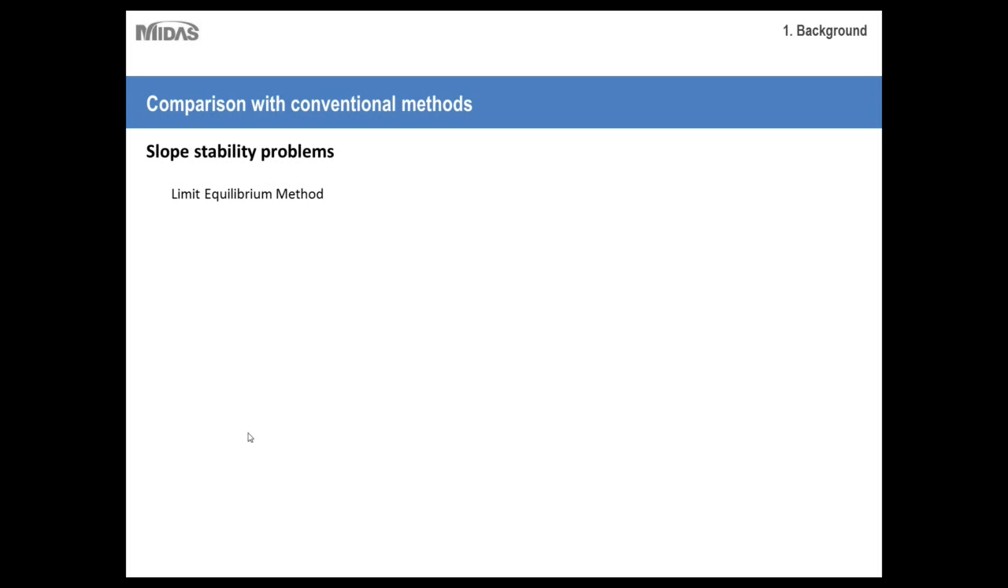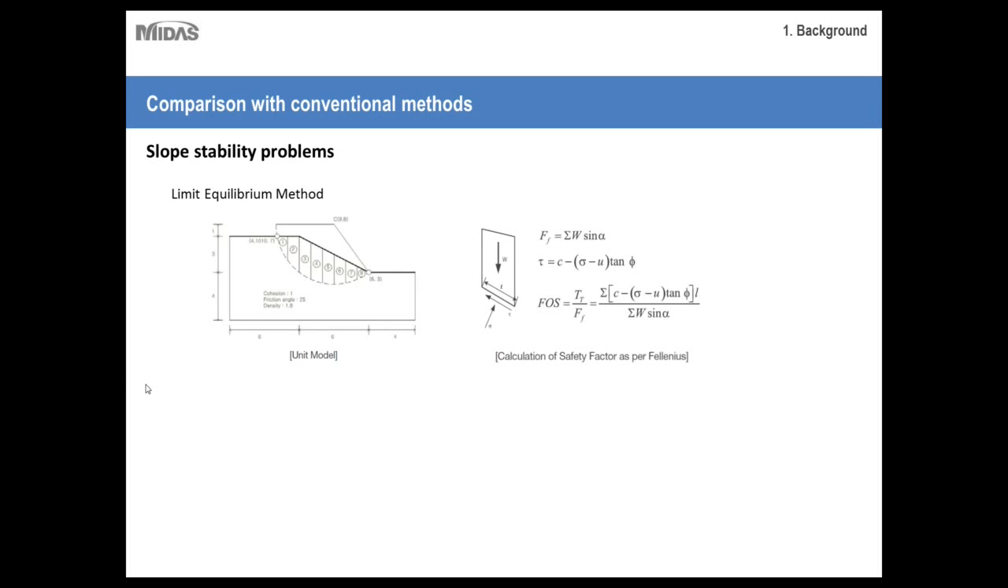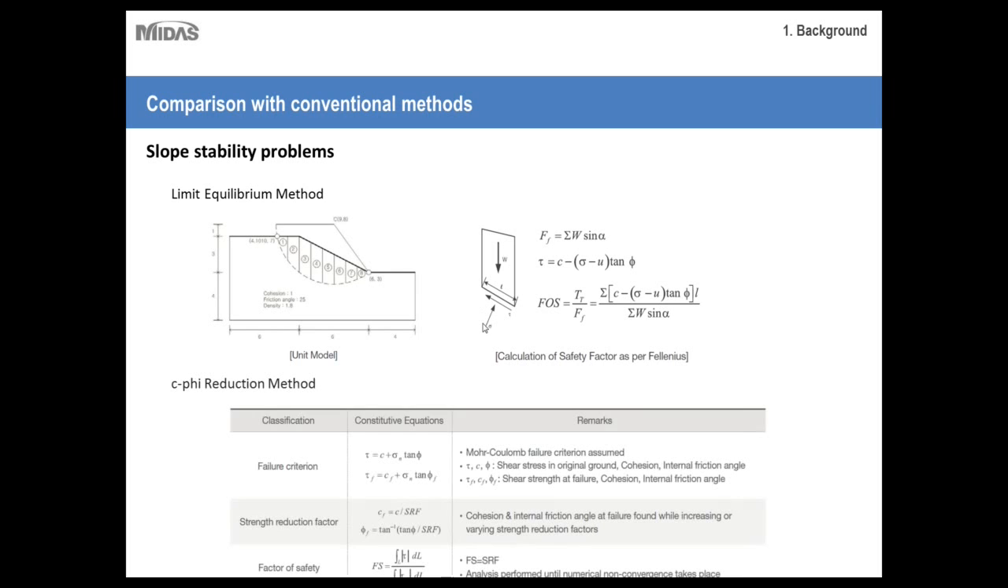Okay, so slope stability problems. I'm sure you're all familiar with the limit equilibrium method. Essentially, a slope is divided into several slices, and then just using the laws of physics, we're able to determine the free body diagram. Once we get the forces acting on each individual slice, using integration and various equations that have been tested, we can determine the strength reduction factor as well as the factor of safety.